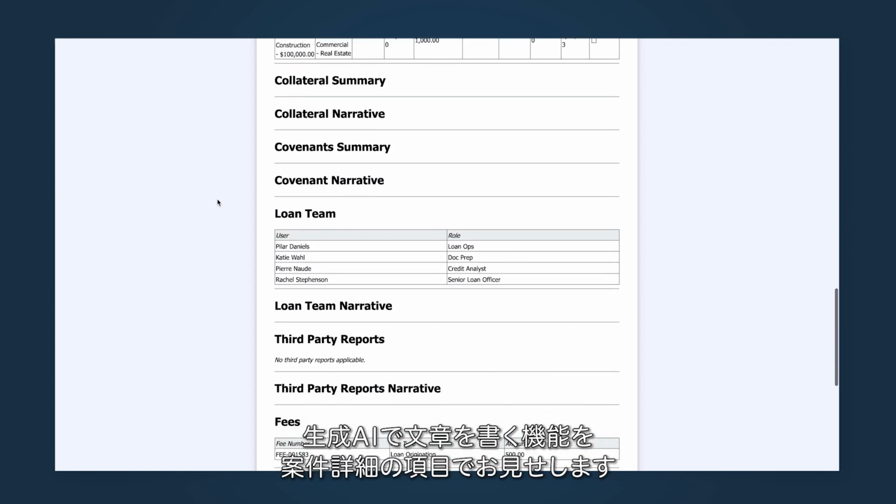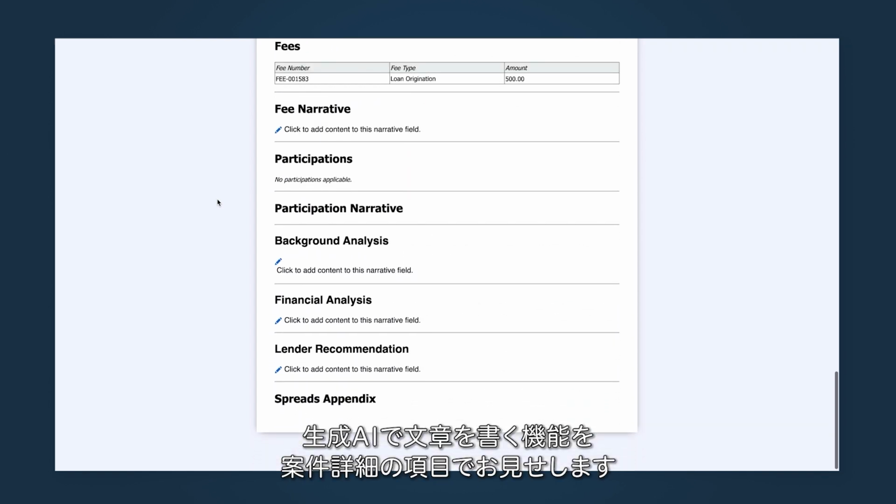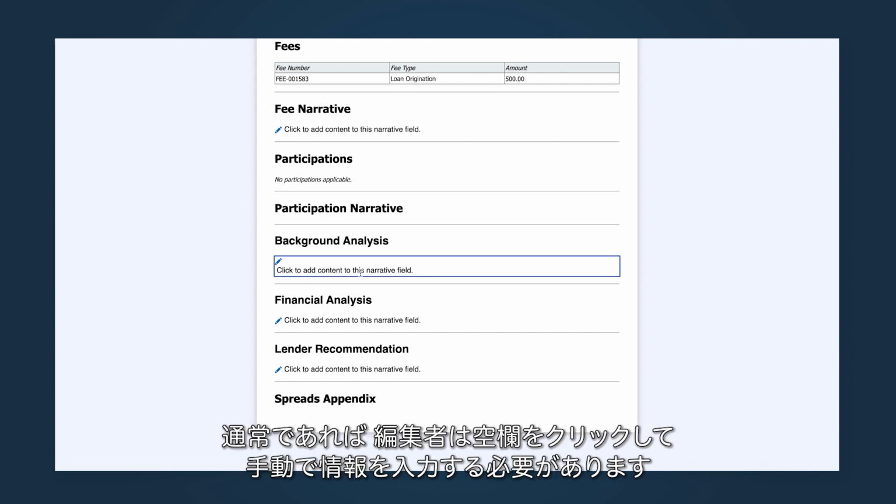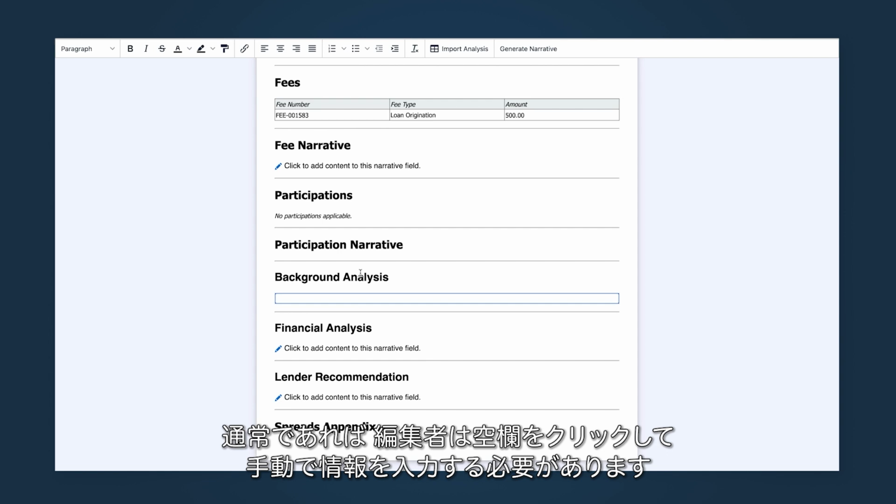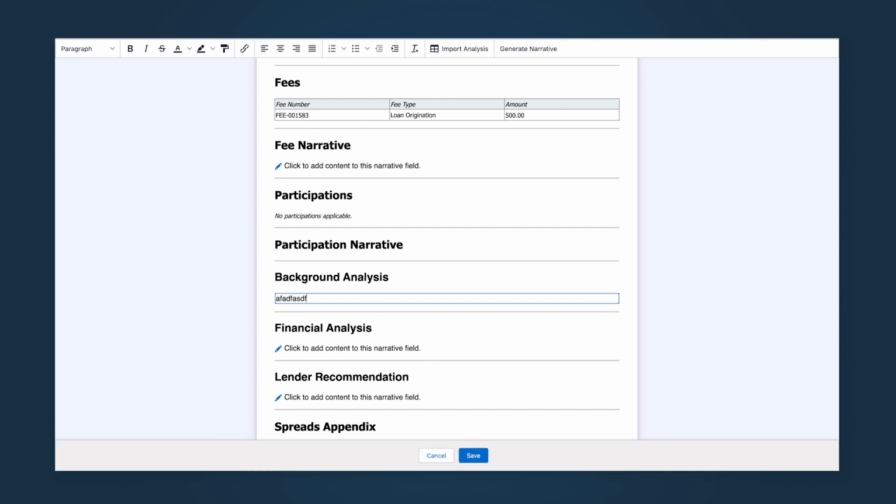And where the power of writing through Gen AI actually comes in is shown here through a background analysis. So normally the editor of a credit memo clicks here and has to manually type everything out. They're doing this over and over, the same thought process over and over again. So we want to save time with that. So what we've added is a generate narrative button.